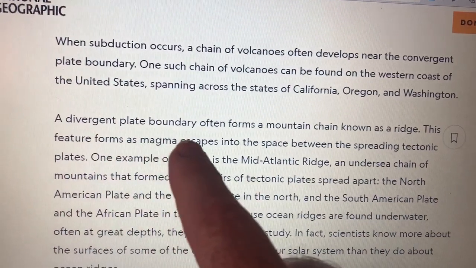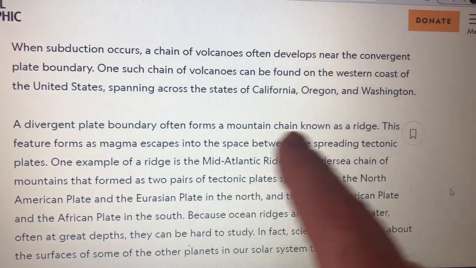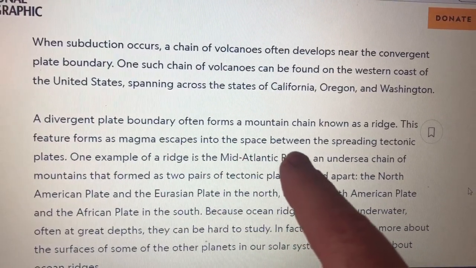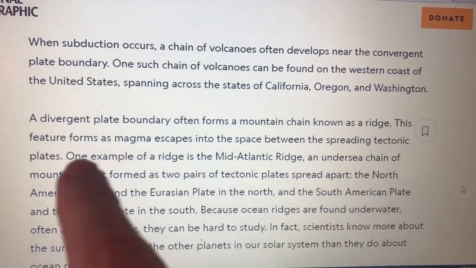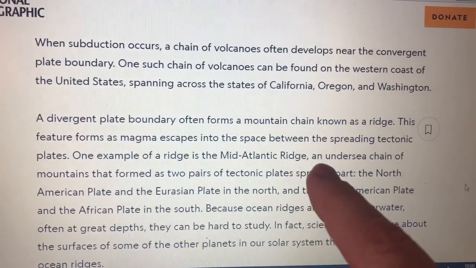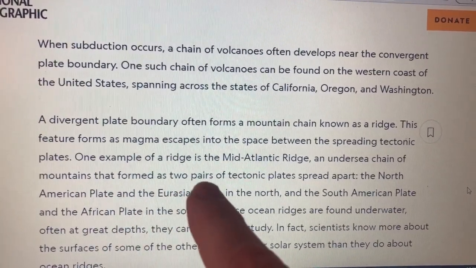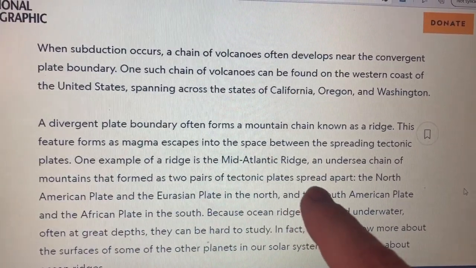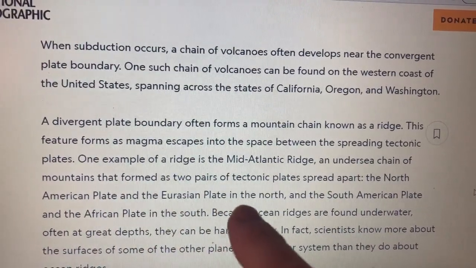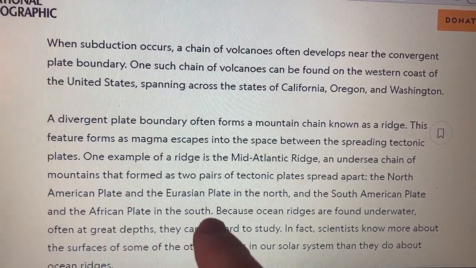A divergent plate boundary often forms a mountain chain known as a ridge. This feature forms as magma escapes into the space between the spreading tectonic plates. One example of a ridge is the Mid-Atlantic Ridge, an undersea chain of mountains that form as two pairs of tectonic plates spread apart, the North American plate and the Eurasian plate in the north, and the South American plate and the African plate in the south.